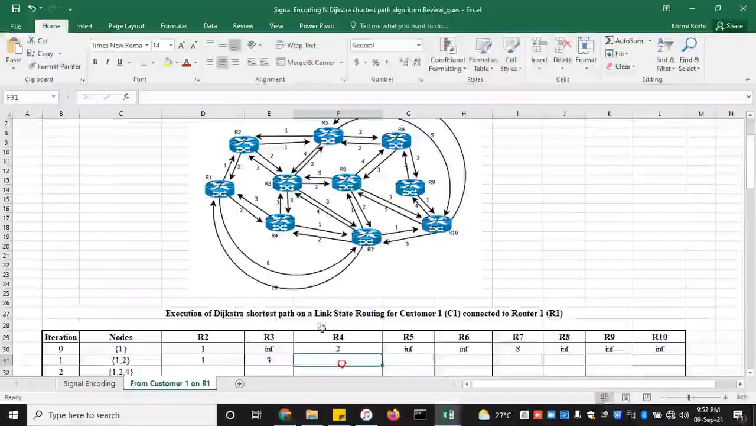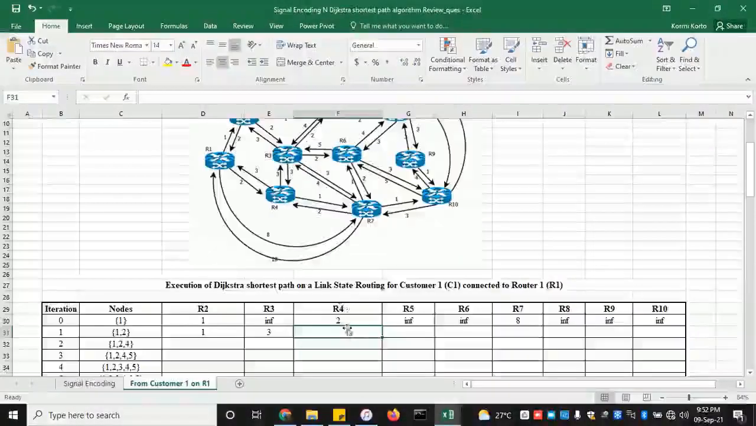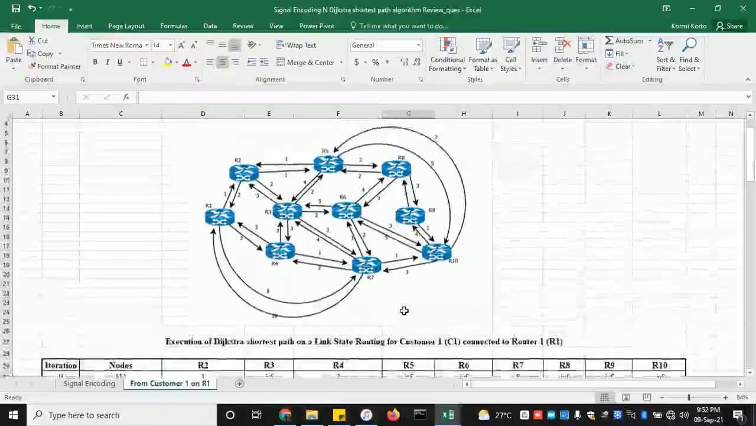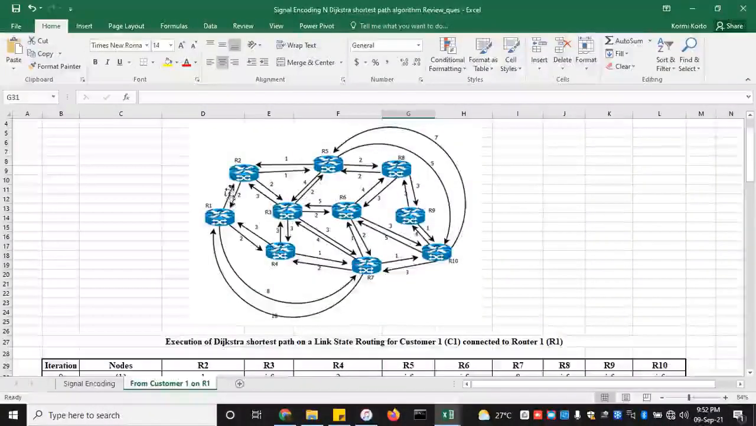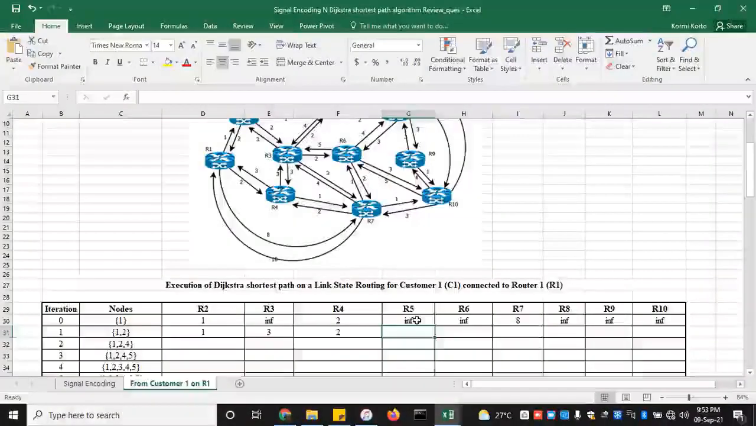For 4, it would be the same as 2 because you do have direct connection already. Now let's go to 5. 5 is directly connected to 2, so you do have a least cost calculation of 1 plus 1, which is going to be 2. So it's no more going to be infinite now. It's going to be 2.